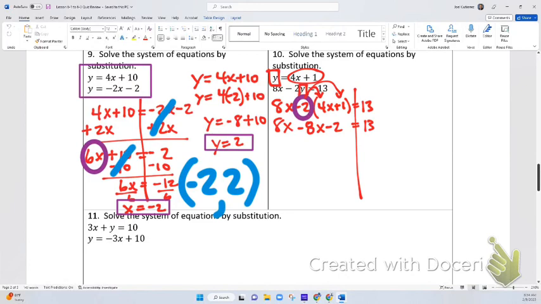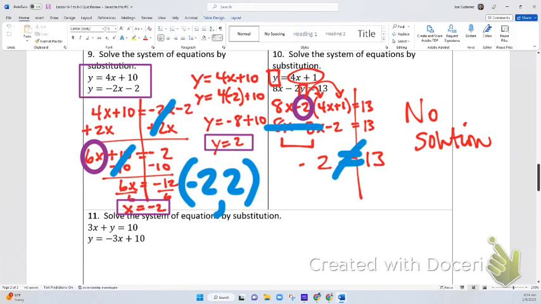Okay? If you notice on the left-hand side, there's things that we can combine. We can combine the x's. So the question is, what is 8x take away 8x? That gives you 0. They go away, so you're left with a -2 and a 13. So then, if you don't have any variables, then you ask yourself the question, is -2 equal to 13? Well, no. No, it's not. So that means that this one has a no solution.